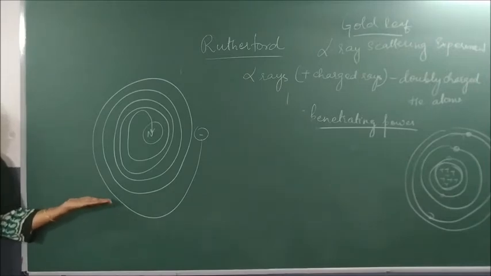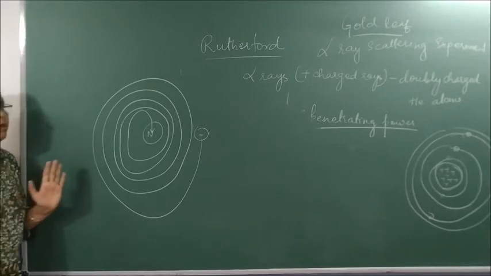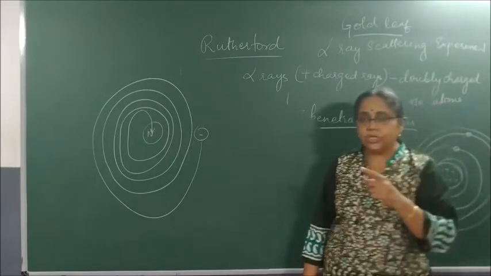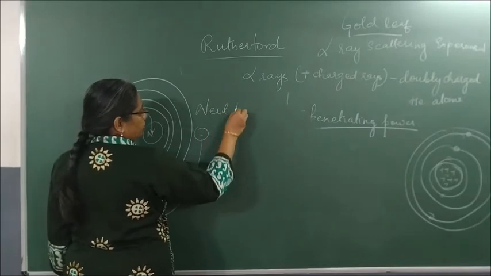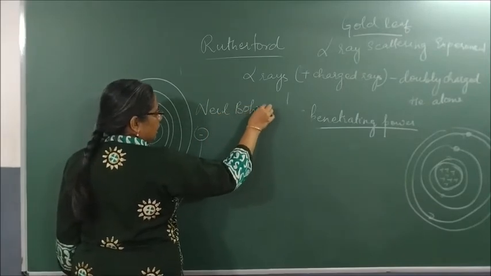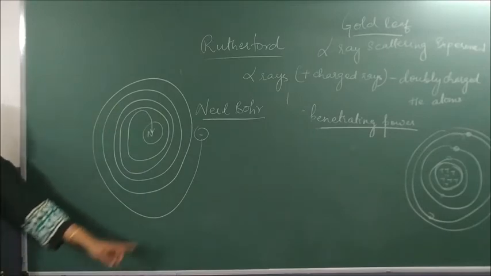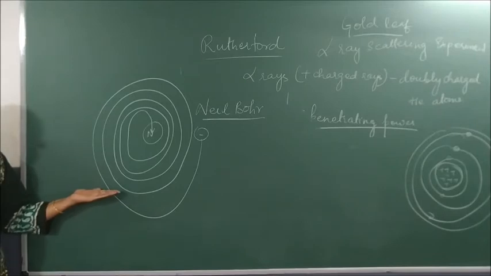Rutherford could not explain why the electron will not fall into the nucleus of the atom but will stay outside the nucleus. Who questioned it? There was a scientist called Niels Bohr. Who was he? Niels Bohr. So now which model of atom will we study? Bohr's model of atom. What is the drawback of the Rutherford model?